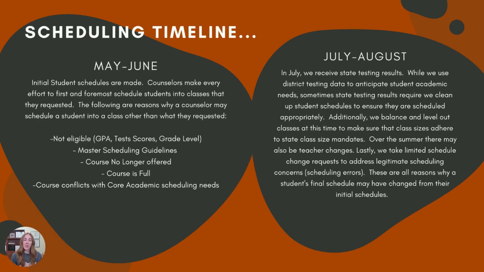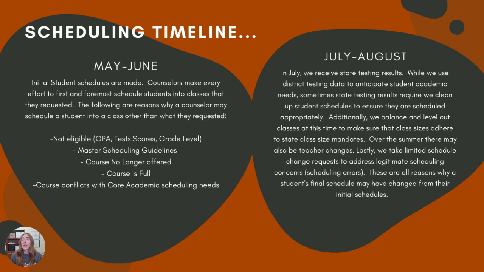It could also be that master scheduling guidelines, both the district level and school level master scheduling guidelines, funnel students into a different course based on need as a response to grades, GPA, test data, etc. Maybe the course is no longer offered. So sometimes there are teacher changes over the summer, or there wasn't enough interest in a particular course. And so for some reason that course is no longer going to be offered.